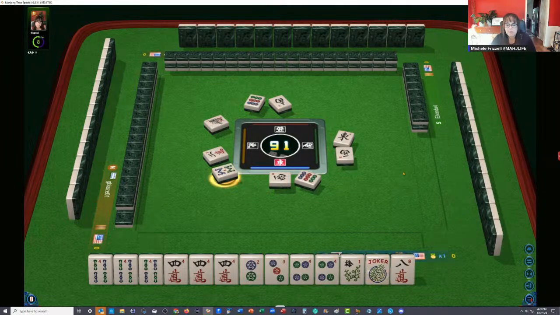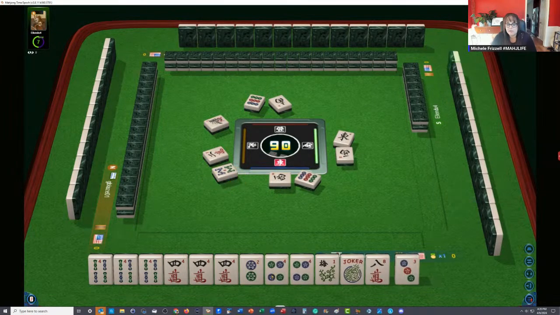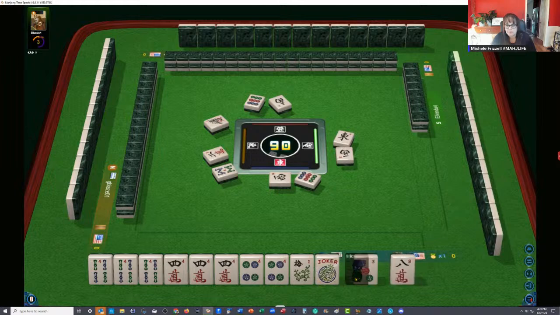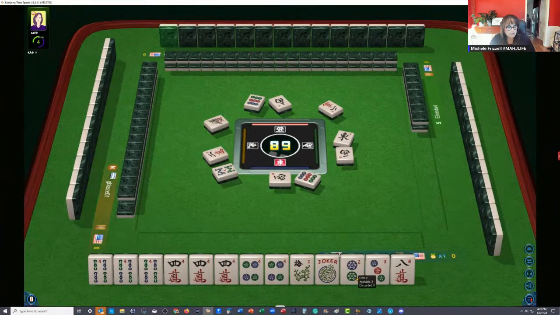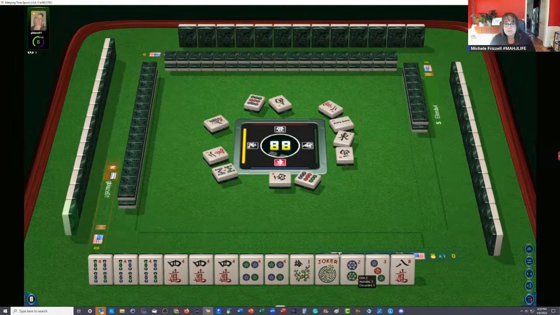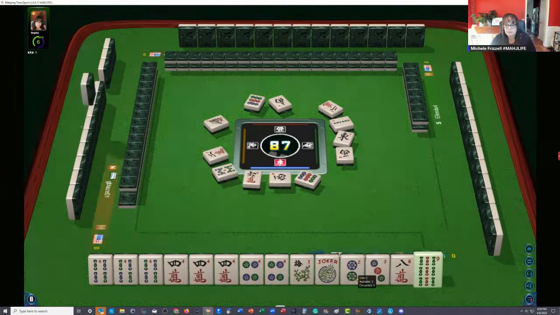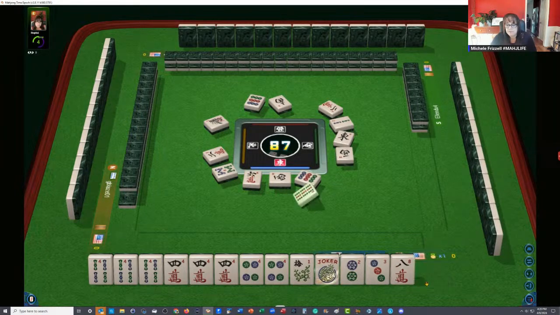Okay, so we have a pair of 4s now. Since we have a pair of 4s, I would play like numbers with 4s. Well, we have a chow. The definition of a chow is 3 tiles in a sequence. And that's exactly what we have in consecutive run number 6.